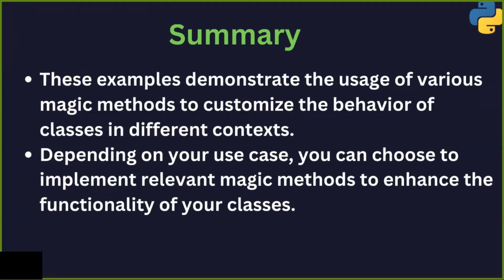There are a lot of Dunder methods. In Python, everything is an object, so every object has Dunder methods. You can check using the dir method on any object to see what the Dunder methods of that object are. These examples demonstrate the usage of various magic methods to customize the behavior of classes in different contexts. Depending on your use case, you can choose to implement relevant magic methods to enhance the functionality of your classes.